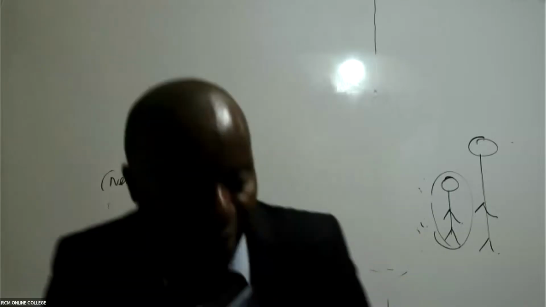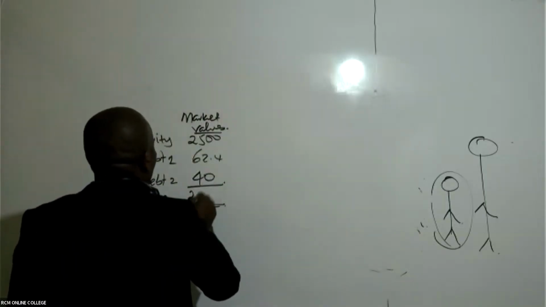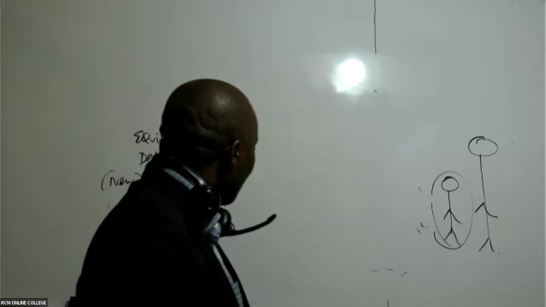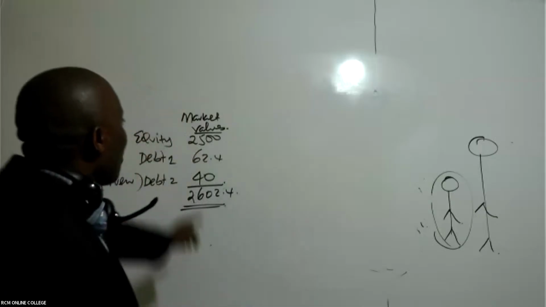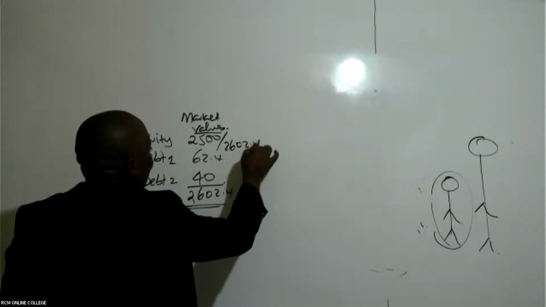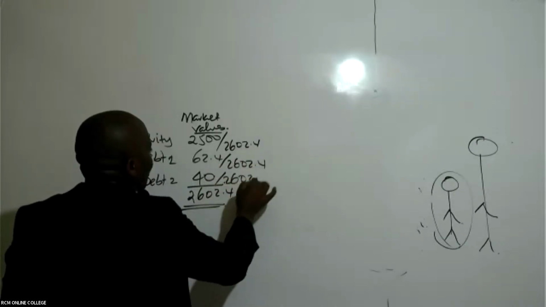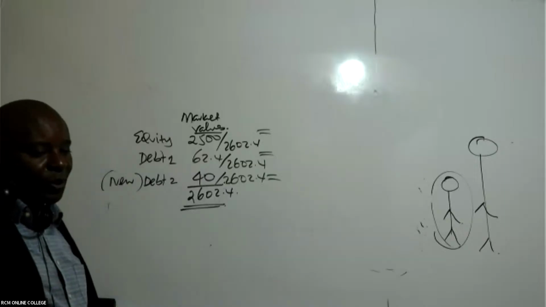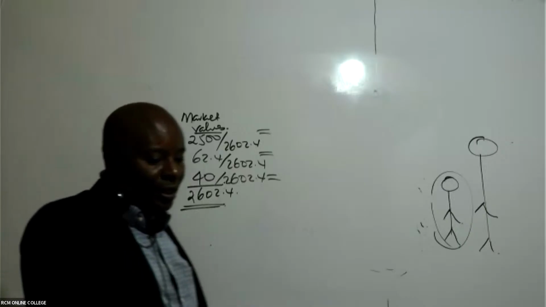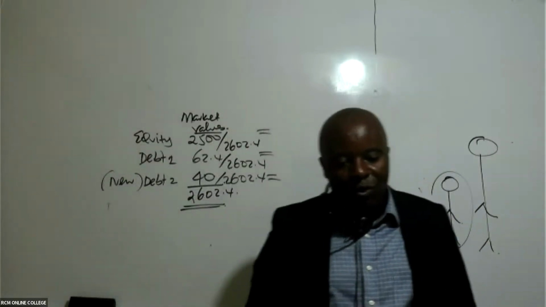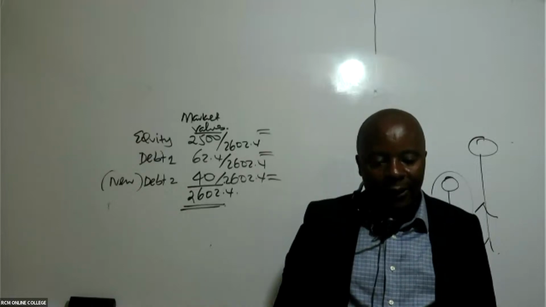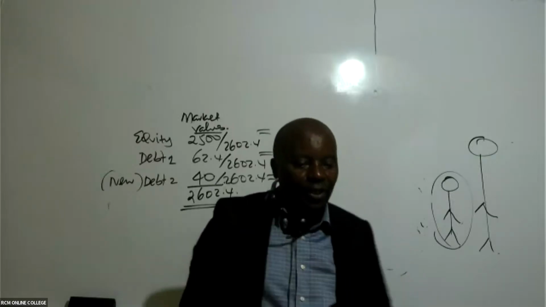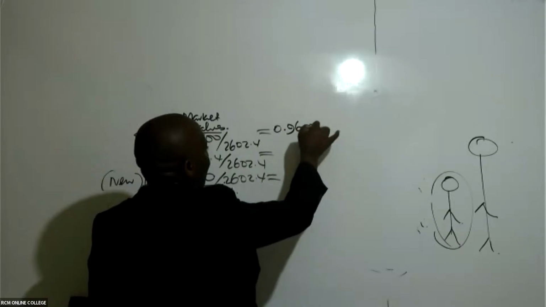2602.4. So please go ahead and convert this to weights. Divide by 2602.4. Is there someone who can give me these weights in 4 decimal places? I expect this from all of you, in 4 decimal places. Well, it's only Catherine who is giving me answers now. I don't know why. 0.9607, the first one is 0.9607.